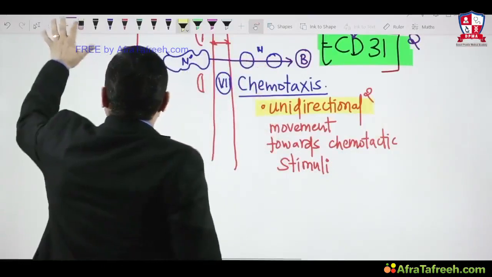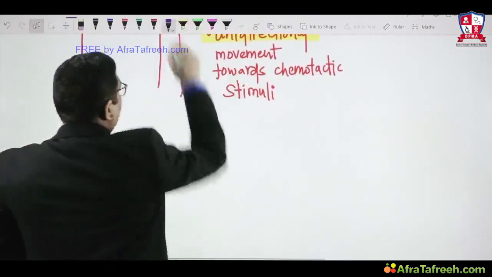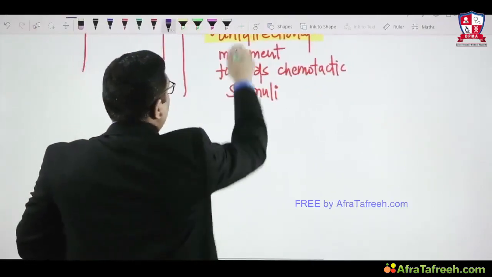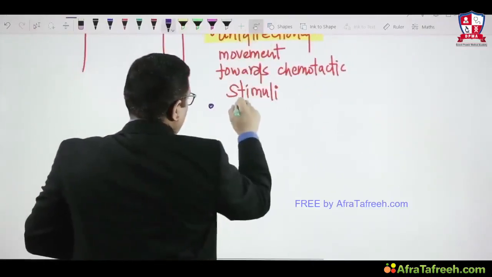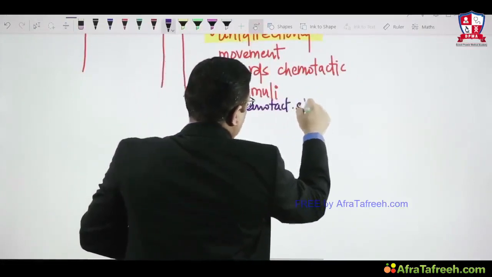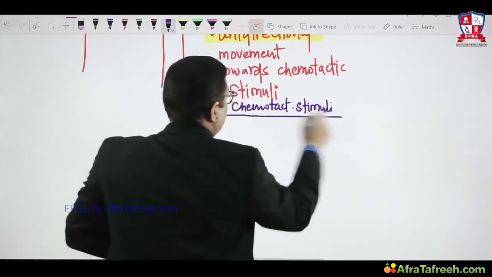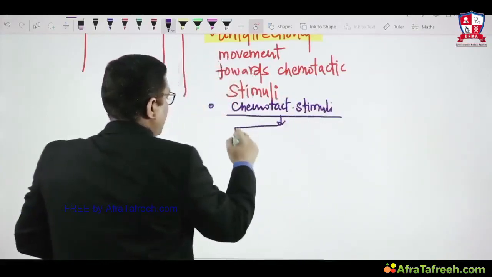So how will chemotaxis be produced? Means, what are the substances required for chemotaxis? So that is another important MCQ. What are the chemotactic stimuli? Chemotactic stimuli, right? We can divide them into two broader categories.